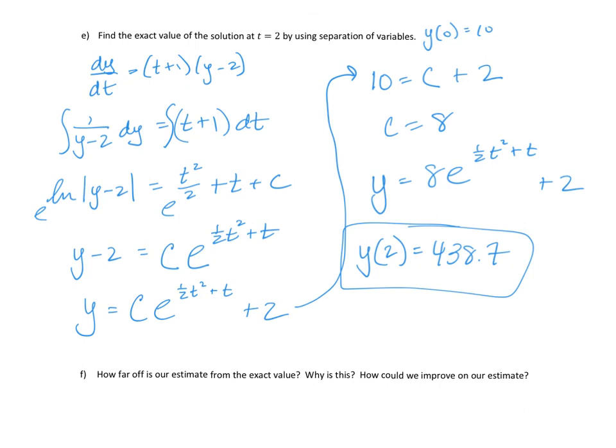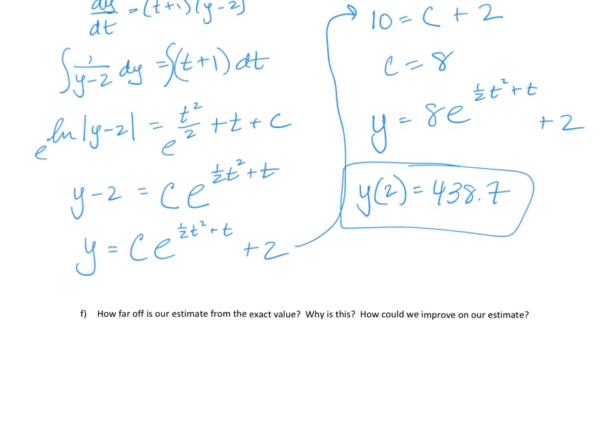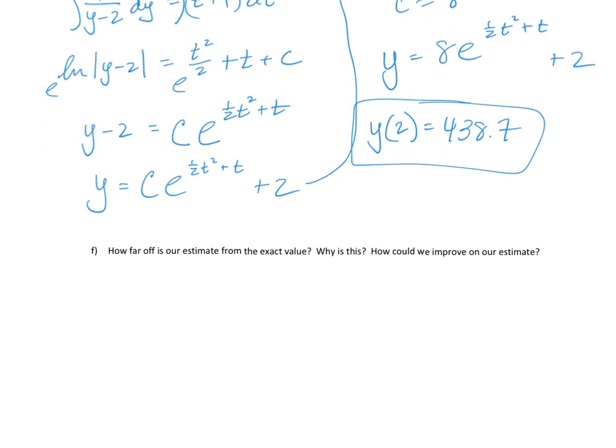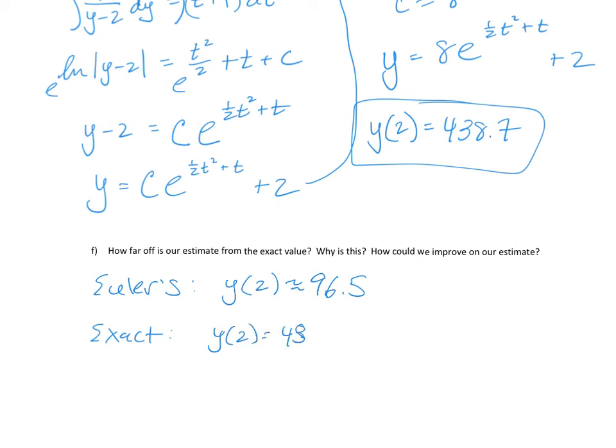How far off is our estimate from the exact value? Pretty far, right? Our estimate was 96.5. So Euler's method thought y of 2 was approximately 96.5. Exact y of 2 is 438.7. So that's pretty far off. How could we improve our estimate? Smaller delta t, smaller step size.